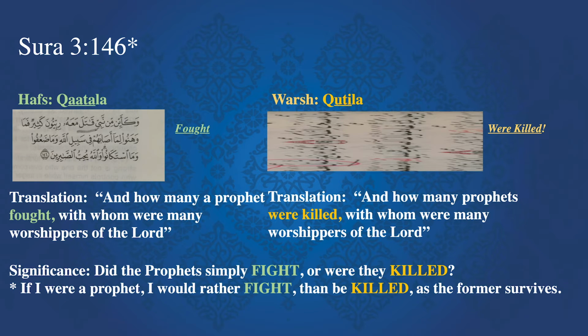Jay, go ahead and read it. Here's Surah 3, Ayah 146: and how many a prophet fought with whom were many worshippers of the Lord. And that's qatala. In the Warsh, which is the second most popular one, it says, and how many prophets were killed with whom were many worshippers of the Lord. That's qutila. It's completely different vowelizations. Fighting, being killed. The significance: did the prophet simply fight or was he killed?